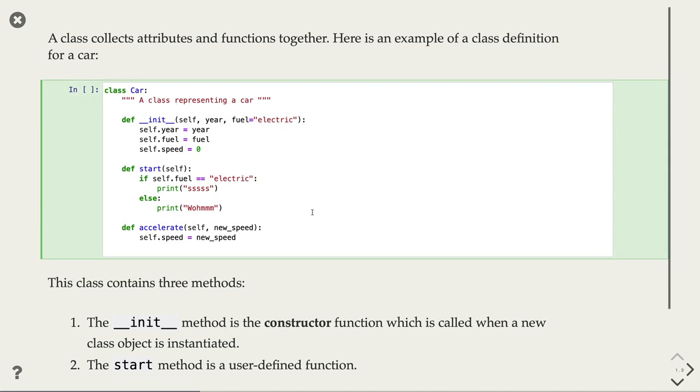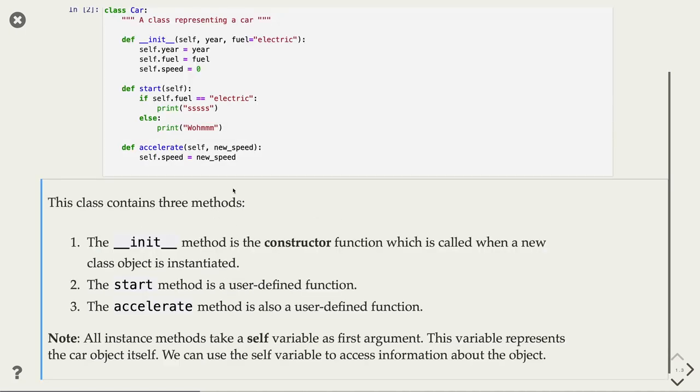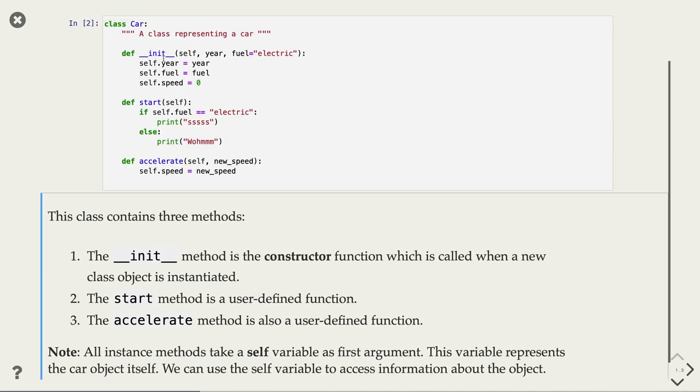Executing this defines the class car, and we can see we've got three methods. Double underscore init is what's called when you instantiate or create a car. So every time you create a car, this will be called. And then start and accelerate are user-defined functions or methods that you can call on any given instance of a car. Note that any instance method defined like this will always have at least one argument called self, and that refers to the instance itself. We can use this self argument to refer to the object and access attributes such as the year, the fuel, the speed, properties, and other methods.